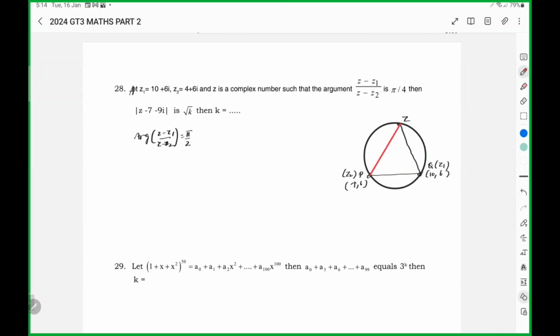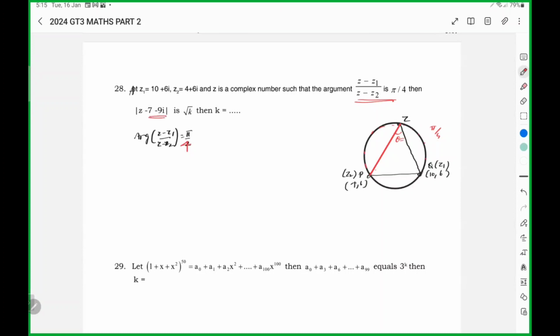So if I divide, what I get is the angle between them. So he says it as pi by 4. So for all points on this arc, argument is pi by 4. Angles in the same segment are equal. So Z is any point on the circle.